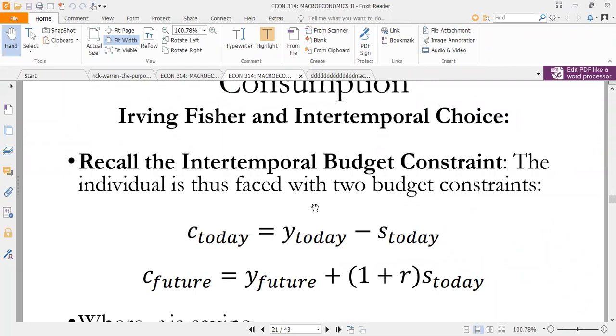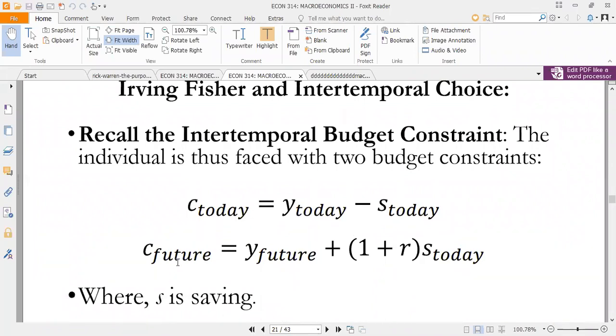Okay. So now, you are an individual. Your consumption in the current period should be equal to your income minus what you want to save. So consumption today should be equal to your income today minus your savings today. Now, let's look at your consumption in the future. Your consumption in the future will depend on your income in the future. Then we add the savings that you saved when you were in the first period, and then the interest payment that you are getting on that savings.